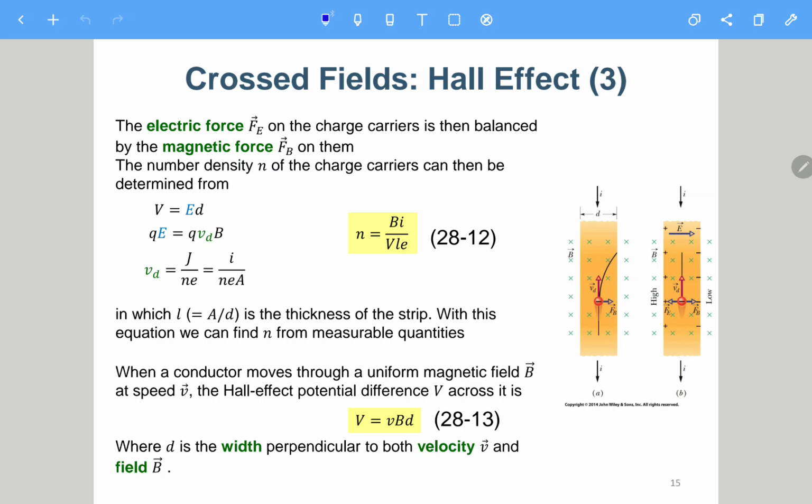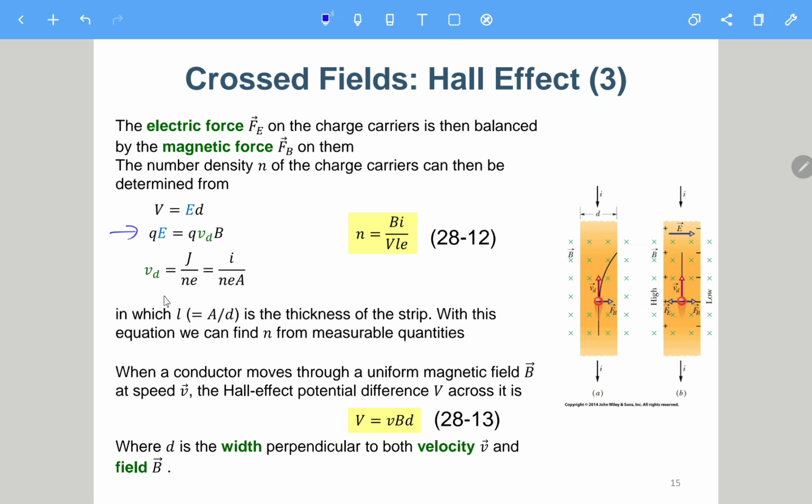Based on this, we can do some calculation. First of all, at the equilibrium state, Fe and Fb should be the same. So we will have qE equals qVdB. This is for the equilibrium state. Also, we know that the E field is uniform, like in a parallel plate capacitor. So the E field is uniform inside this region, and we will have V equals E times d.